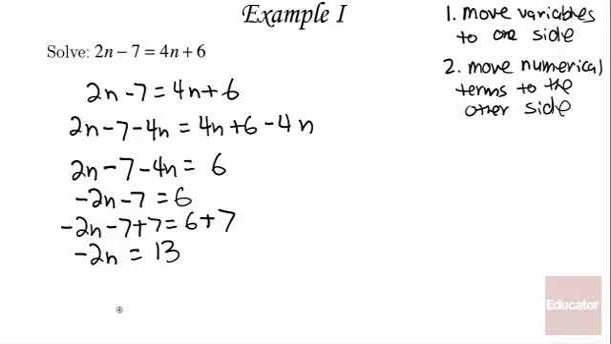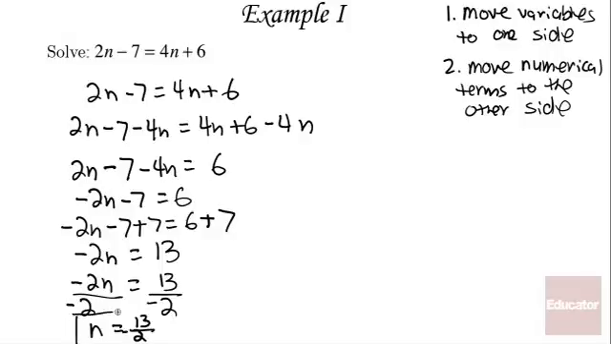Now I'm down to something I'm familiar with, which is just needing to isolate the variable. And in this case, I'm going to use division. So I'm going to divide both sides by negative 2. Remember, keep it negative. And those negative 2's will cancel out. And I'm going to get n equals negative 13 over 2. Okay?